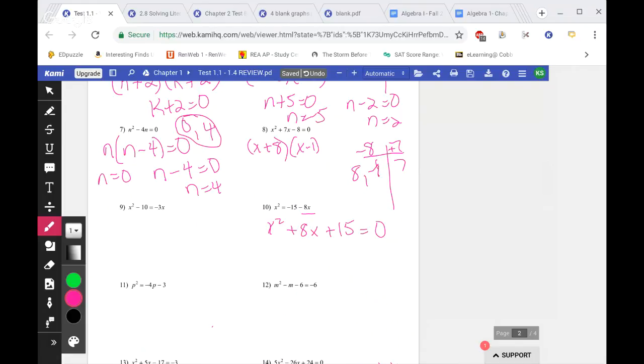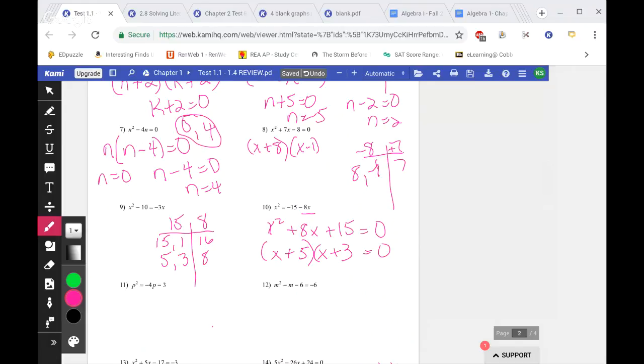Yeah, it does. Okay, so now it's in what we call standard form, with the terms all going in descending order. So now what we're looking for is two factors of 15 that when we add them give us 8. So 15 and 1 does not work. That would give us 16. 5 and 3 give us 8. So we'll have x plus 5 and x plus 3 equals 0.